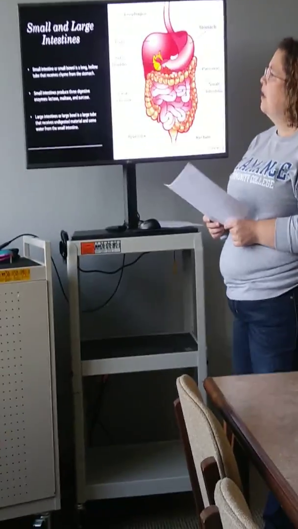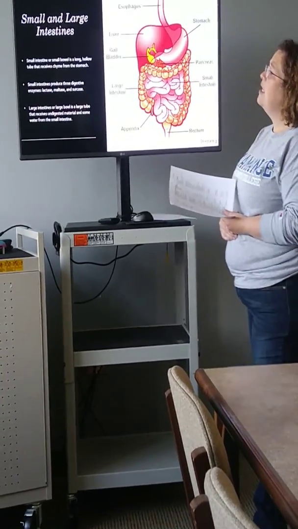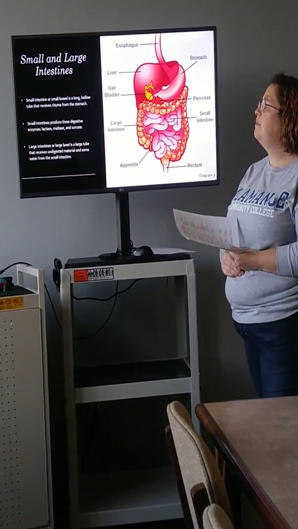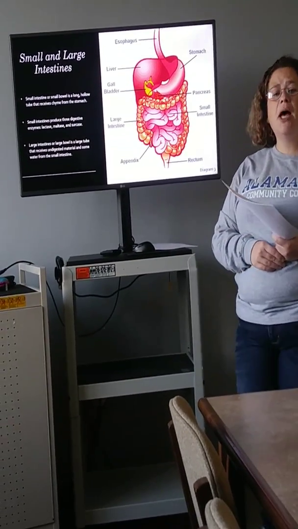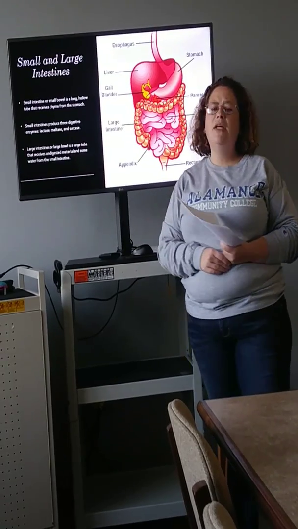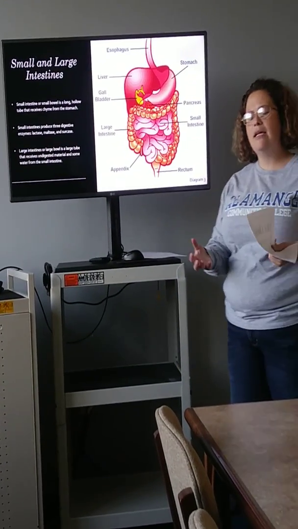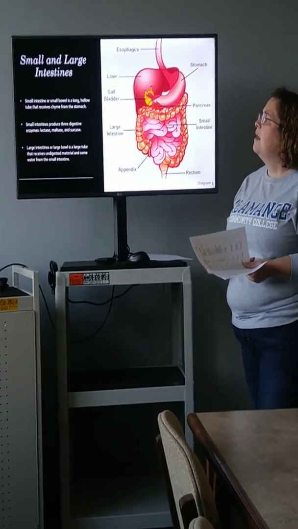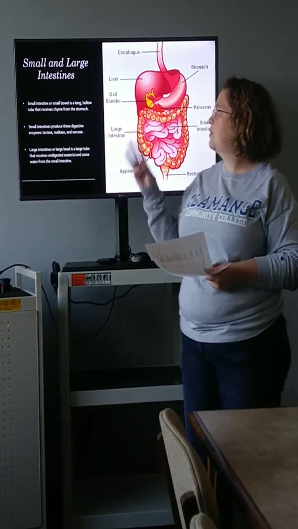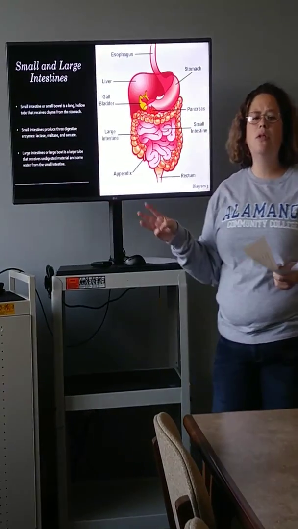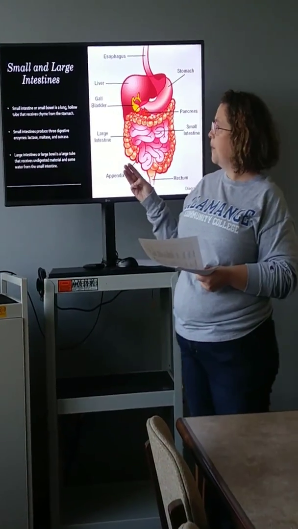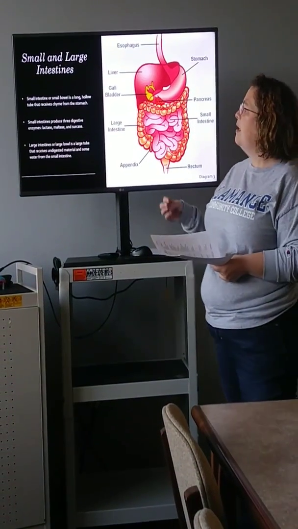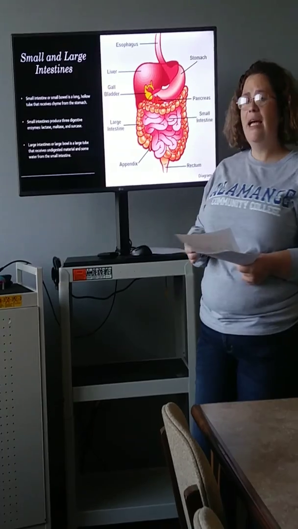The small intestine is also called the small bowel. It is a long hollow tube that receives the chyme from the stomach. What this means is once the acid in the stomach breaks down your food, it's going to go through the small intestines. The small intestines produce 3 digestive enzymes to break down the food through your intestines and absorb: lactase, maltase, and sucrase.